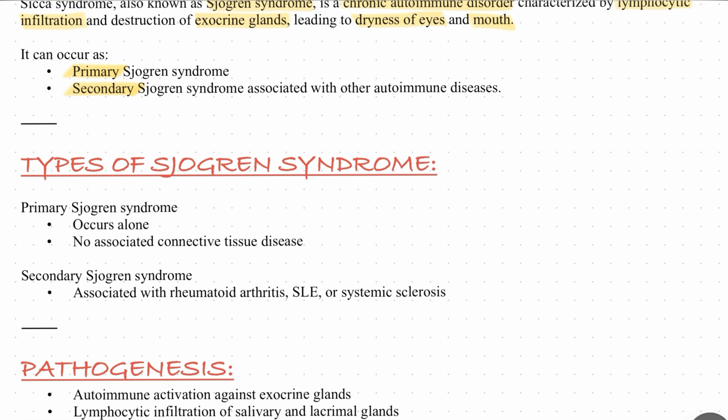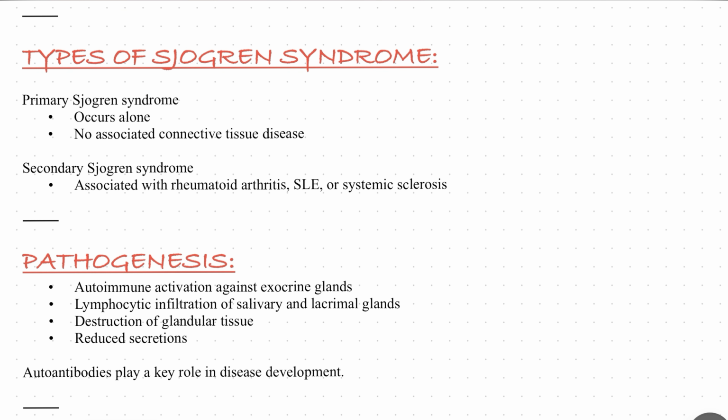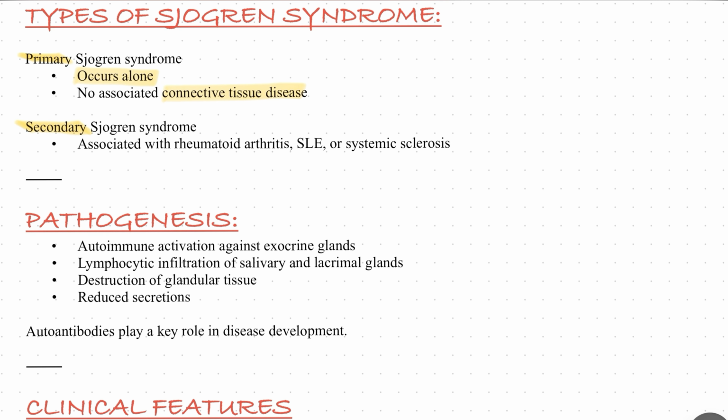So let's come back to the topic, which leads to dryness of eyes and mouth, as I said in the case. It occurs as primary or secondary. Primary means it will be the actual cause for the condition. Secondary means there will be contributing factors affecting the cause. I hope that was clear.